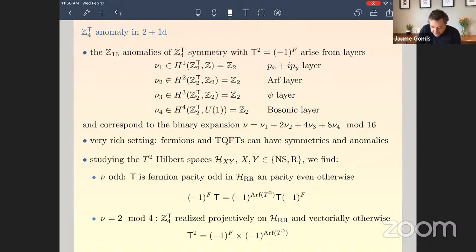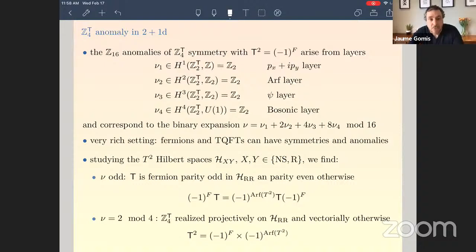And this can be represented by this equation where ARF is essentially what's known as the Arf invariant, which is +1 for even spin structures and -1 for the odd Ramond-Ramond spin structure. So it's commuting for even spin structures and anti-commuting for odd spin structures. While for nu equals 2 mod 4, Z4T is realized projectively on the Hilbert space and vectorially otherwise. Again, this can be represented by this equation where on the Hilbert space, the symmetry is not realized as T squared equals (-1)^F, but there's a correction due to the Arf invariant that picks up a minus sign in the Ramond-Ramond sector.